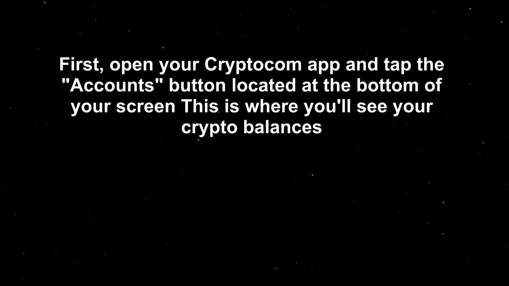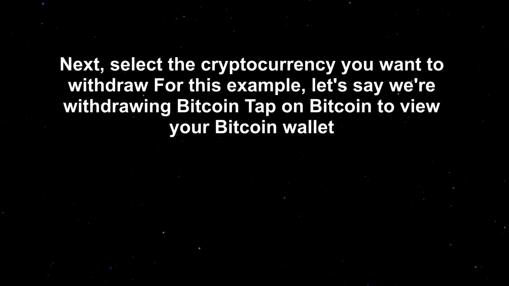First, open your Crypto.com app and tap the Accounts button located at the bottom of your screen. This is where you'll see your crypto balances. Next, select the cryptocurrency you want to withdraw. For this example, let's say we're withdrawing Bitcoin. Tap on Bitcoin to view your Bitcoin wallet.